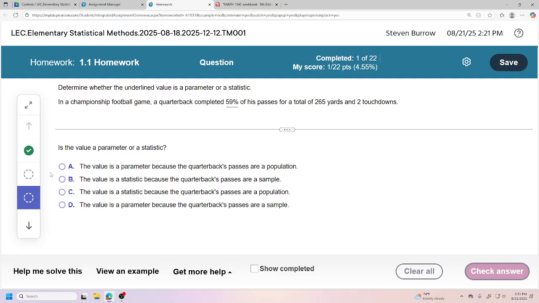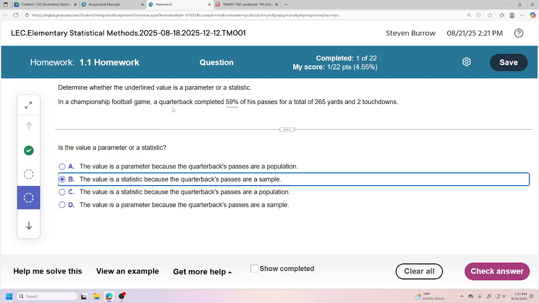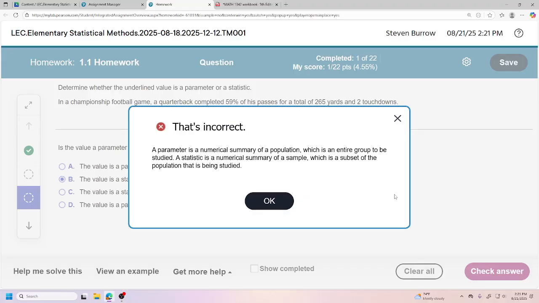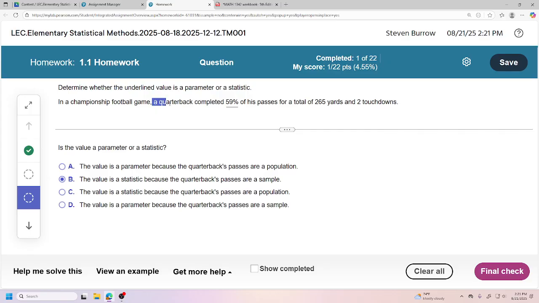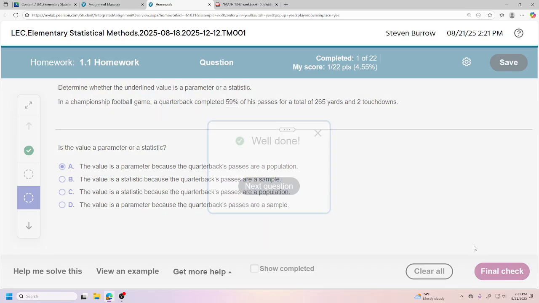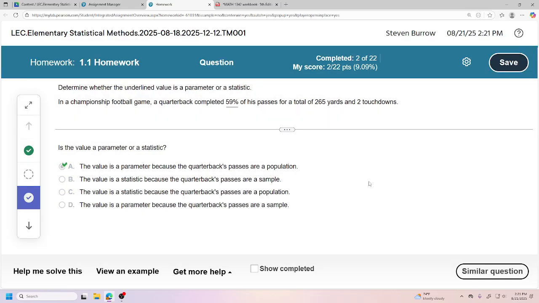B. Let's see it. So we got a football game. Quarterback completes this many passes for a total of this much and this much. And you're saying statistic because it's only a sample of it. Let's hit it and see. So let's talk about it. I think what's going on is that they're talking like a single quarterback has done this, and they're only looking at him. So let's try the other one. And you know there's only 2 answers here. And it's good that y'all notice that, because it's sample statistic or it's parameter population. It's got to be one or the other.